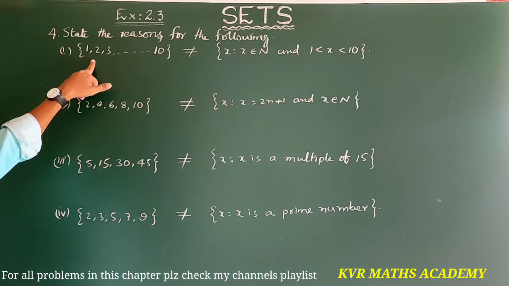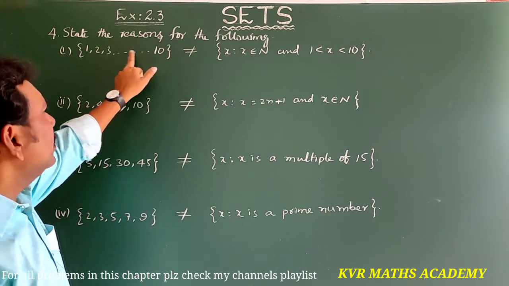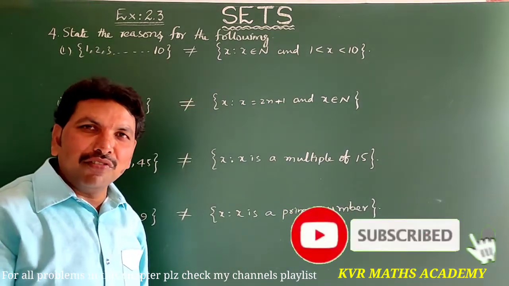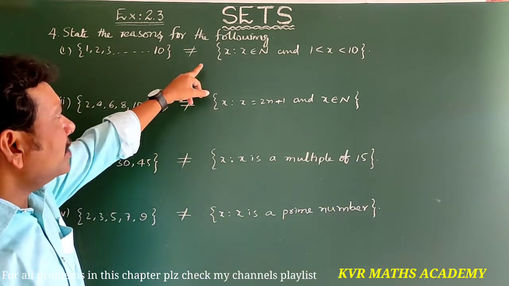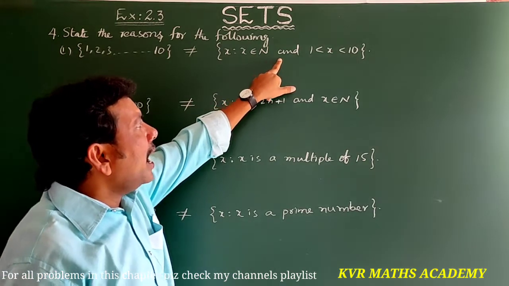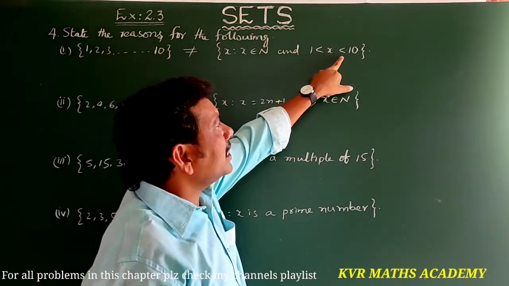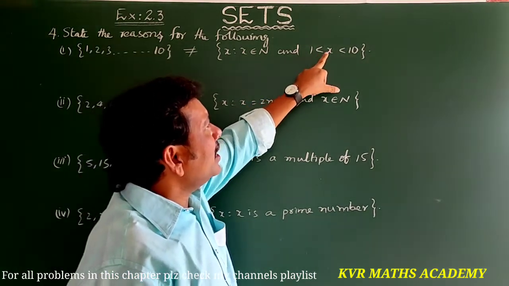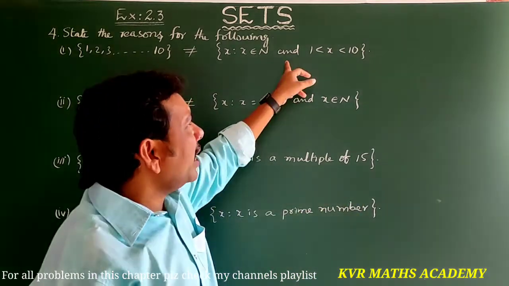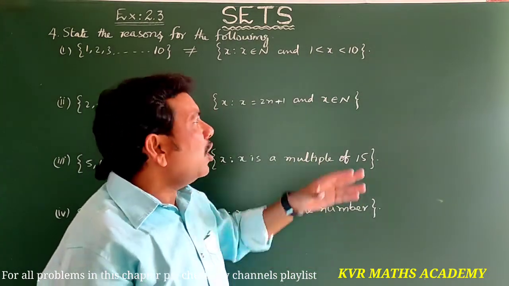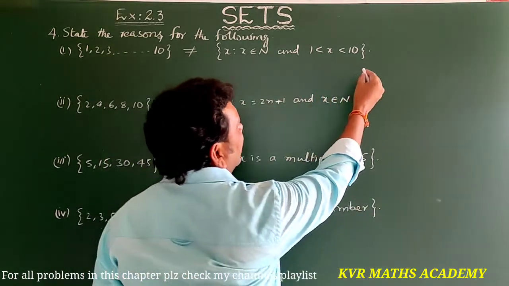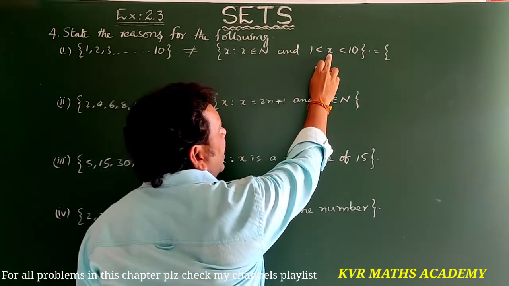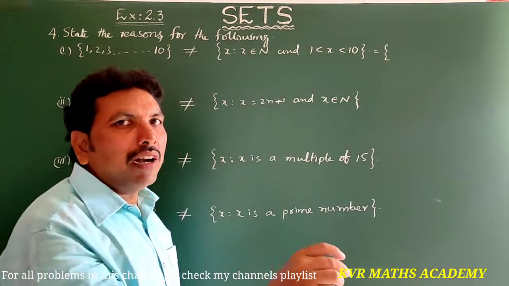See, first one, the set {1, 2, 3, and so on up to 10}, which means the set of 1, 2, 3, 4, 5, 6, 7, 8, 9, 10, right? Next, in this set, {x : x belongs to N and 1 < x < 10}. This is x belongs to N only, but 1 is less than x less than 10. So how can you write? This is in set-builder form. So how can you write in roster form? This set is the numbers x such that x belongs to N, x is in between 1 and 10.